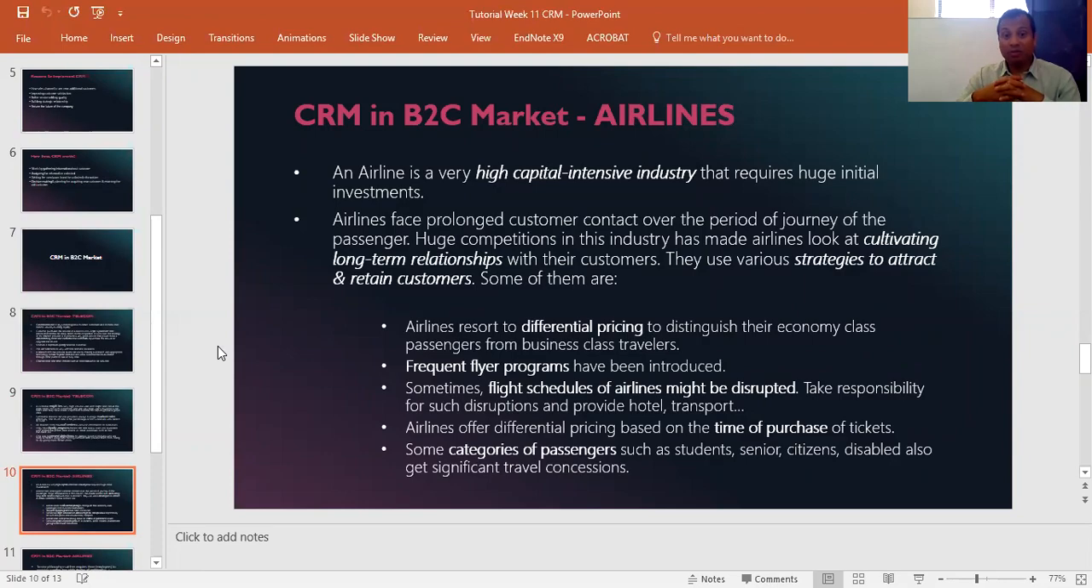Airlines resort to differential pricing to distinguish their economy class from the business class. That is one way. Then frequent flyer programs. Most airlines now are offering frequent flyer programs. You have extra mileage points, and later on you can redeem them. You can convert them into coins. Sometimes the flight schedules of airlines might be disrupted because of unforeseen reasons, so they take responsibility for such disruption and provide hotel and transport.